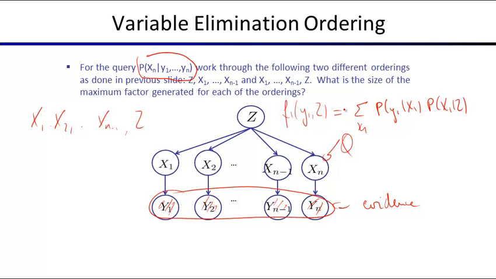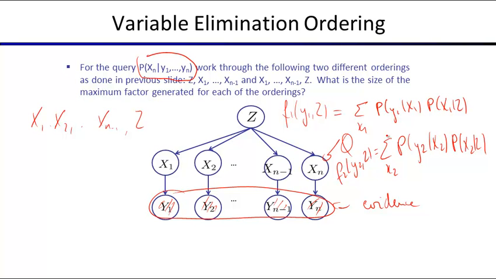Then if we move to x2, what would be the factors then? We would have p(y2 given x2) and p(x2 given z). Those are the only two with x2. We'd have a similar kind of computation. We'd have f2 over y2 comma z, which is this sum over the product.